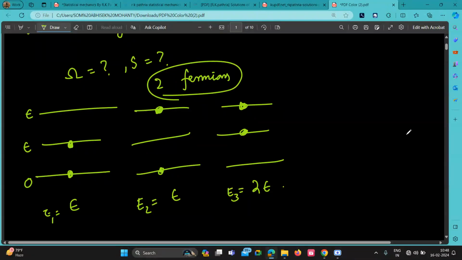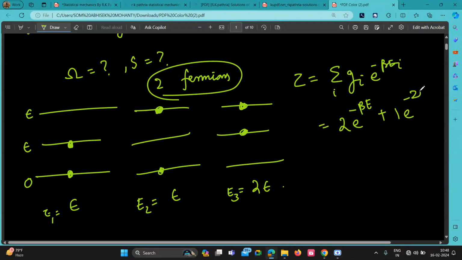Okay. So what is the partition function for this? Z is equal to summation g_i e to the power minus beta E_i, right? So this degeneracy is 2. So 2 into e to the power minus beta epsilon plus 1 into e to the power minus 2 beta epsilon. So 2 e to the power minus beta epsilon plus e to the power minus 2 beta epsilon. Okay, so this is the answer for the partition function.